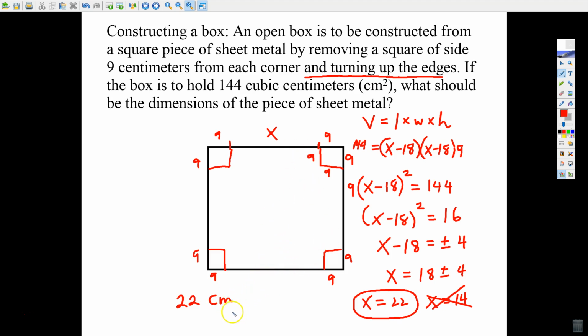Okay, 22 by 22, or the sides should equal 22. Let's put it like this. Sides will be 22 centimeters each. Okay, that takes care of that problem.